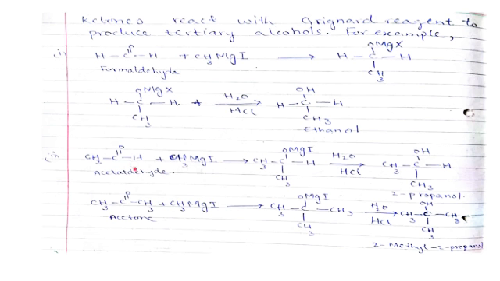Other higher aldehydes, suppose acetaldehyde, when treated with methyl magnesium iodide, will lead to the formation of this secondary alcohol, 2-propanol, and the ketone, the acetone molecule, will lead to the formation of this tertiary alcohol molecule.